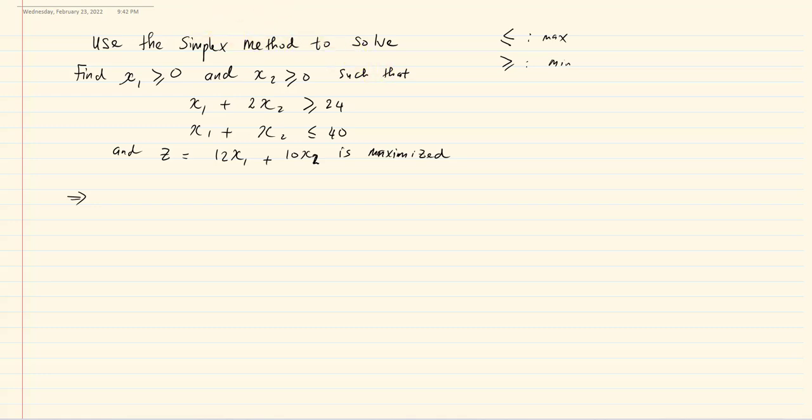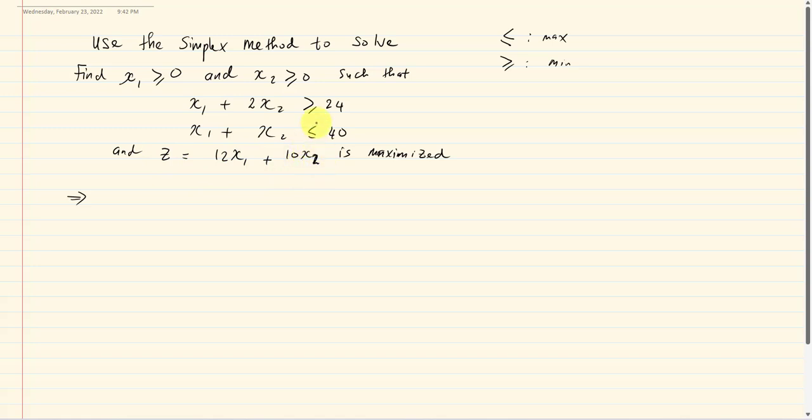Hello everyone, in this video we are going to take a look at a problem of using the simplex method to solve a linear programming problem. For this problem, we are asked to find x1 bigger than or equal to 0 and x2 also bigger than or equal to 0 such that we have the two constraint inequalities: x1 plus 2x2 is greater than or equal to 24 and x1 plus x2 is less than or equal to 40.